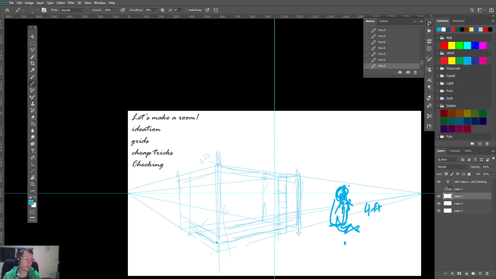So if I've extrapolated that and I found this back edge right here, I can now say that that's 6 feet, therefore this is like an 8 foot ceiling.